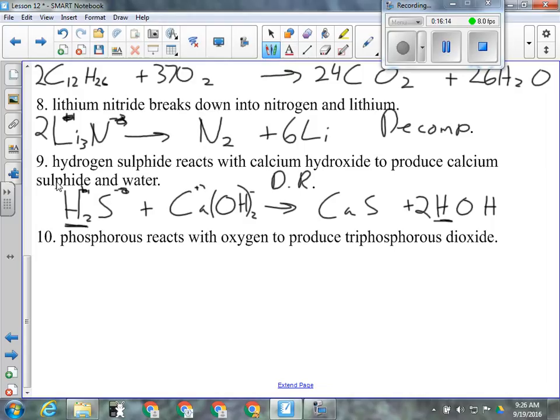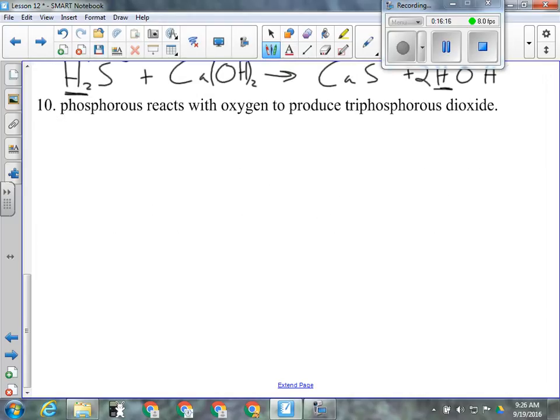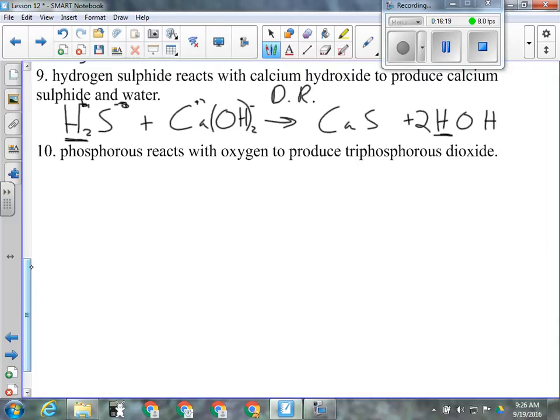And number 10, phosphorus reacts with oxygen. So phosphorus, is that a special element? It is. It's even more special than the person it's reacting with. Oxygen, which comes as a 2. And once again, if you don't remember that those are 4 and 2 when they're by themselves, you might get the products right, but you're never going to get it balanced right. Okay? To make triphosphorus dioxide.